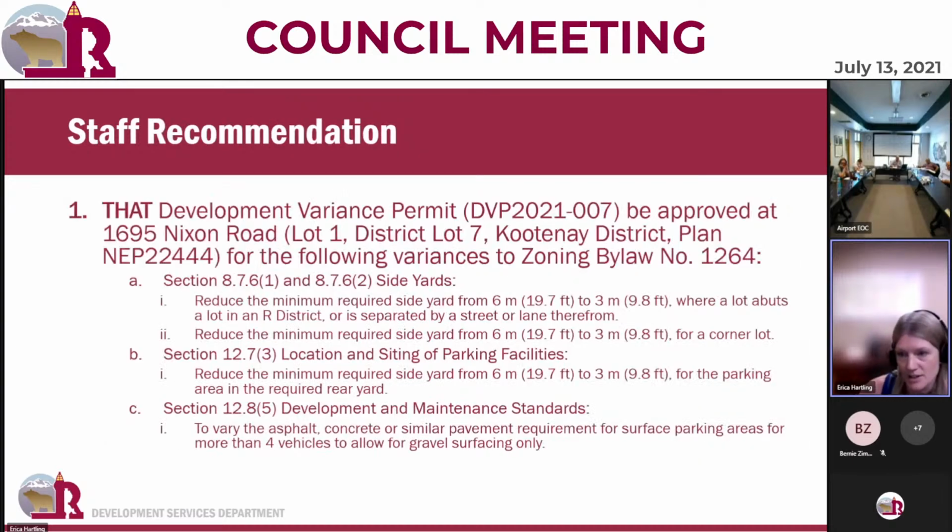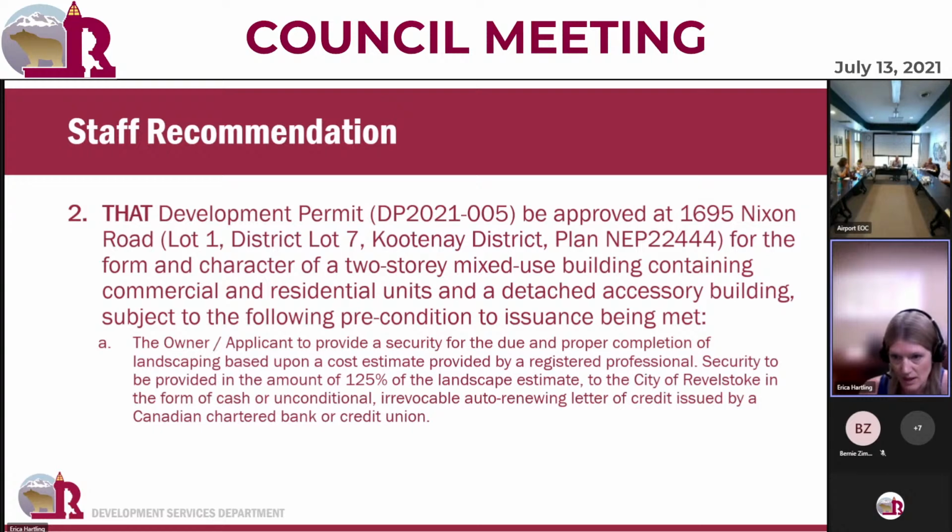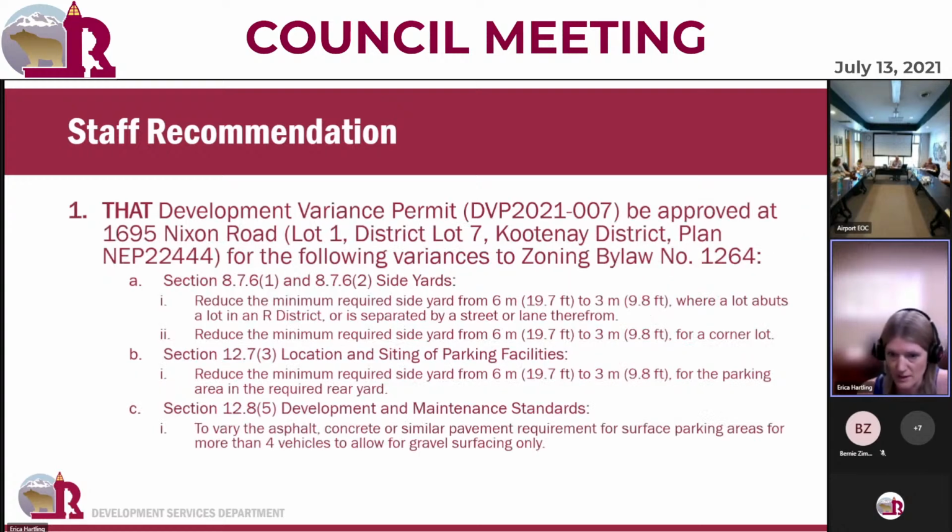So staff do recommend that the variance application be approved. And if council is supportive of the staff recommendation, the resolution on the screen in front of you can be considered. So the first resolution is to review the development variance as outlined in the report. If council is supportive of the development variance permit, then the second resolution with a development permit can then be considered. So I'll leave the first resolution up in front of you, and that concludes my presentation.